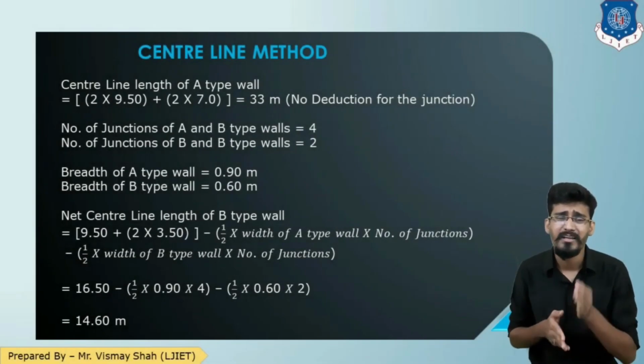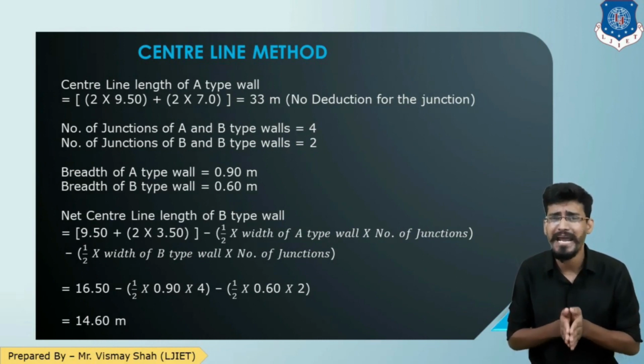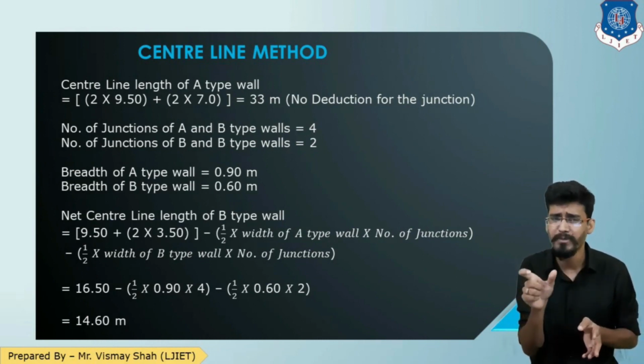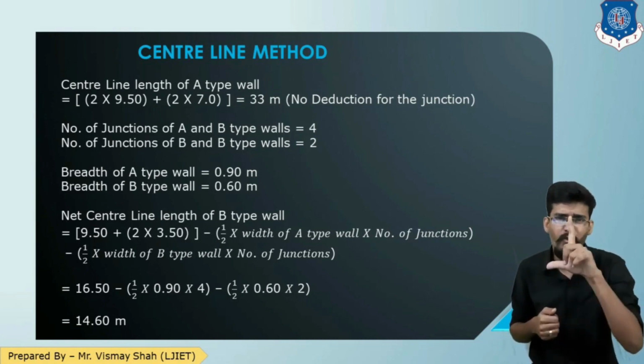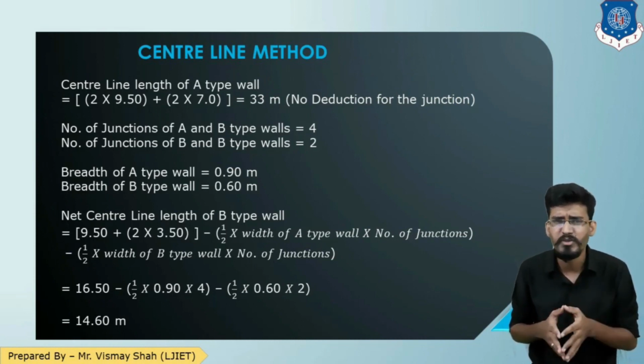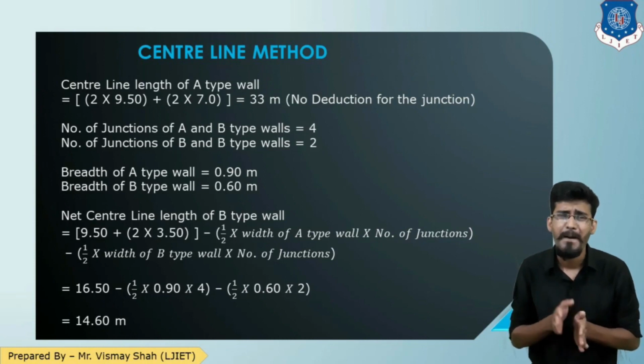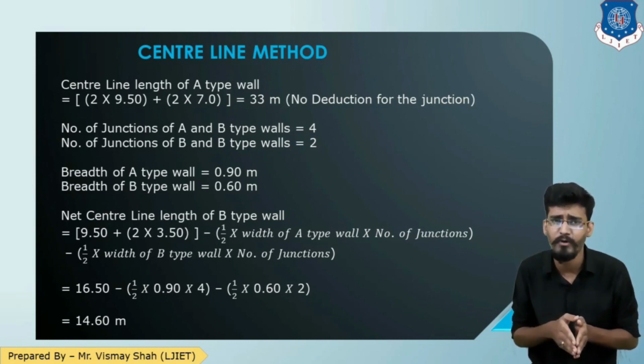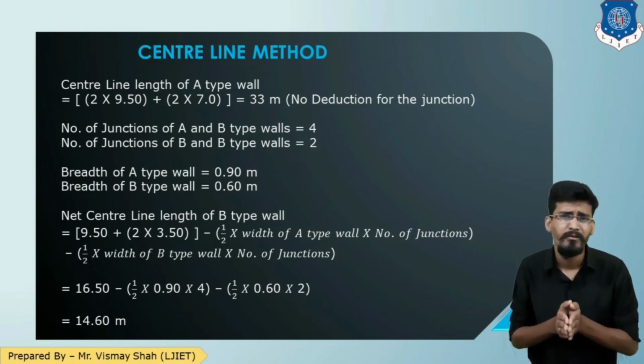Now, let us calculate the centerline length of the B type of wall. There is one horizontal wall in B type, so 9.5 center to center, and there is one vertical wall of 7 meter center to center. So that will also be added in the center line of B type of wall, minus half width of A type of wall into number of junctions, minus half of width of B type of wall into number of junctions. So we'll get the final quantity as 14.60 meter. So I hope we are clear up to this point.